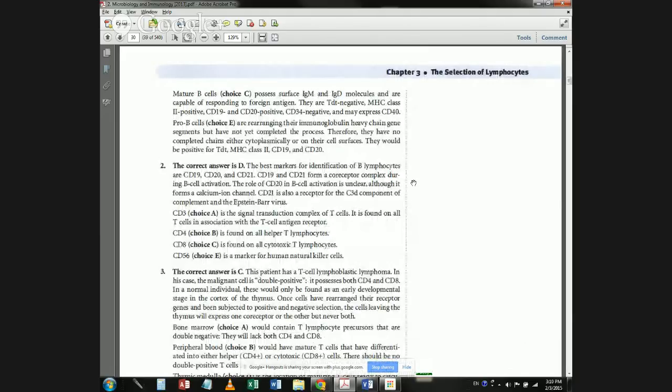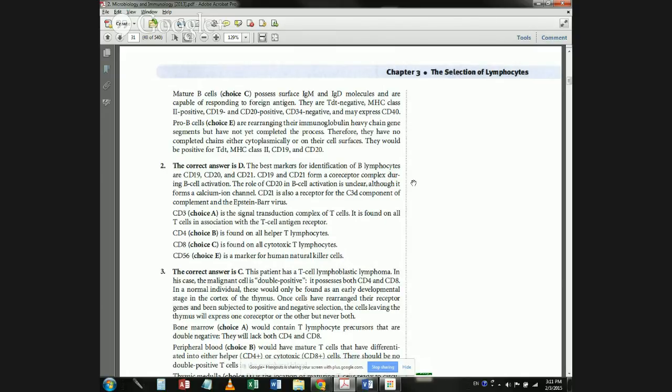Okay. Correct answer is D. The best markers for identification of B lymphocytes are CD19, 20, 21. 19 and 21 form a co-receptor complex during B cell activation. So you activate the B cell and it forms a co-receptor. The role of CD20 in B cell activation is unclear. Yeah, I noticed that was being omitted a lot. Although it forms a calcium ion channel, CD21 is also a receptor for the C3d component of complement and the Epstein-Barr virus.